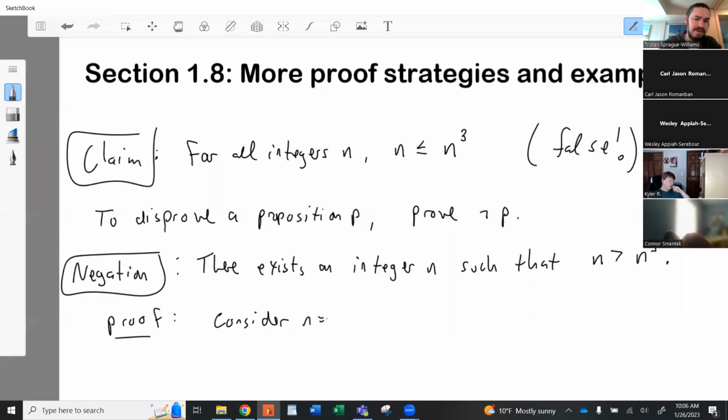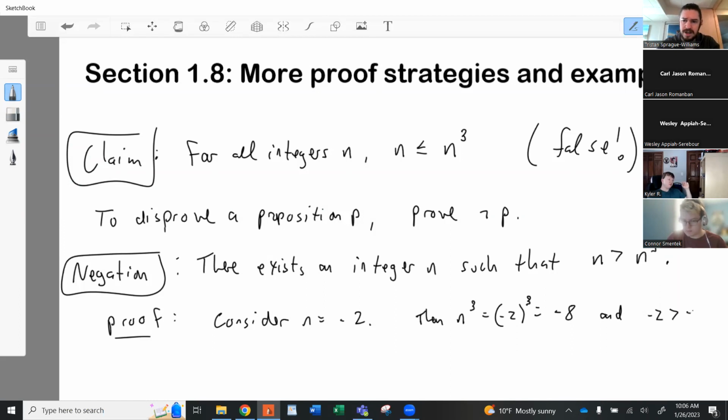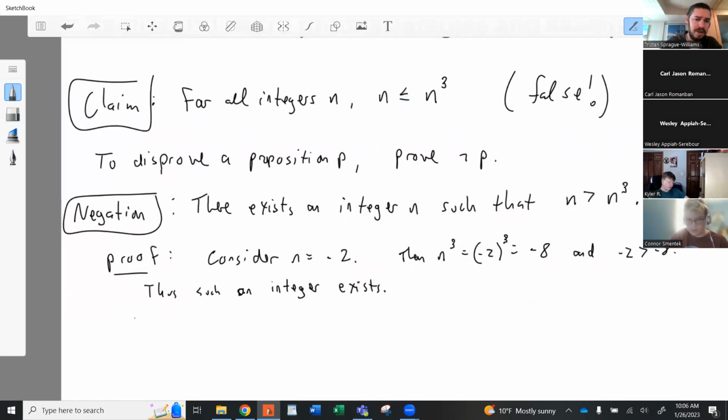Consider n equals something like -2. Then n cubed equals -2 cubed, which is -8. And -2 is greater than -8. Thus, such an integer exists. Done. The original claim was false.